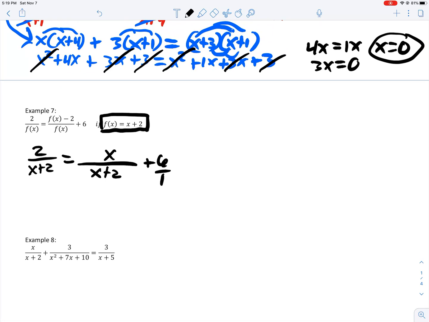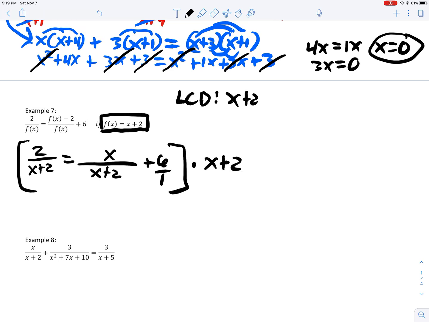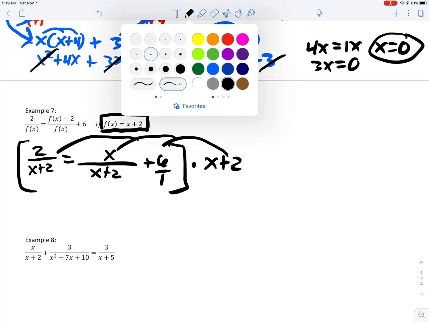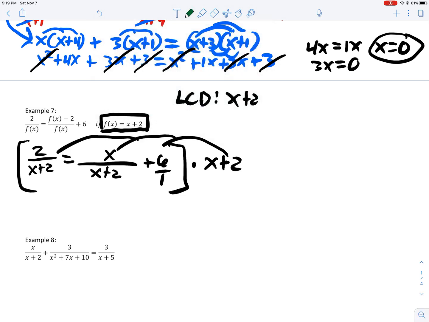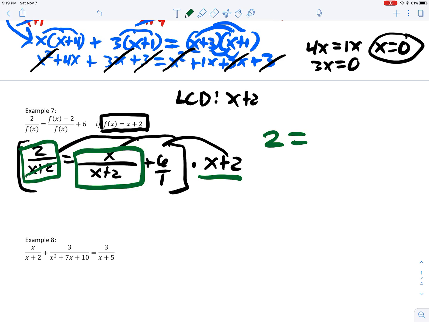Okay. So now, same idea. I'm going to multiply by my LCD. So if I do x plus 2, that'll get rid of all the fractions. So I'm going to multiply that by all three fractions. So this is what I'm talking about. Hopefully we can kind of start doing this in our head. So if you multiply x plus 2 times the first fraction, right, the x plus 2's would reduce. So all you would have left is 2. If you multiply x plus 2 by the other fraction here, the x plus 2's would reduce.